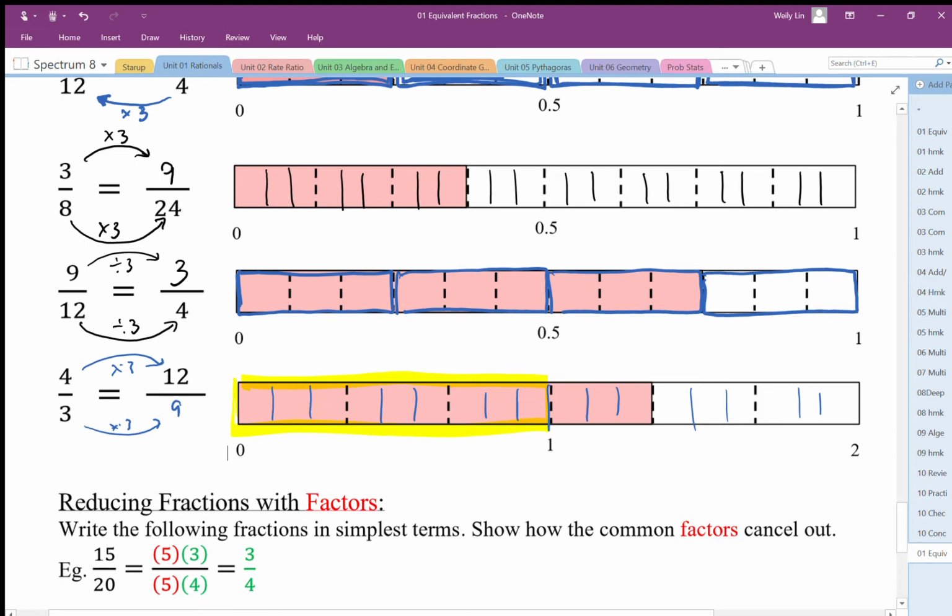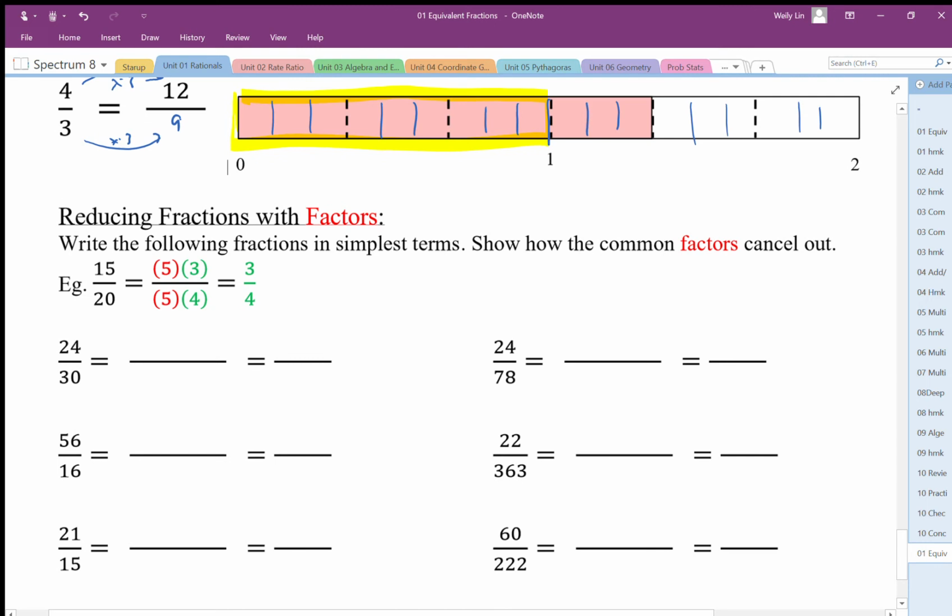Now this is what we call an improper fraction, but that's okay. I have my ratio done properly. I have more than one: 12 parts shaded, 9 parts that make up my whole. And notice that the yellow highlighted is the 9 parts that make up the whole.